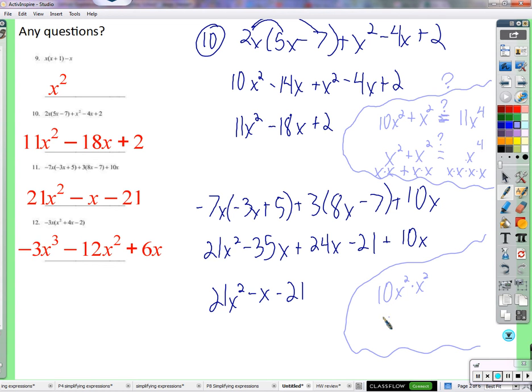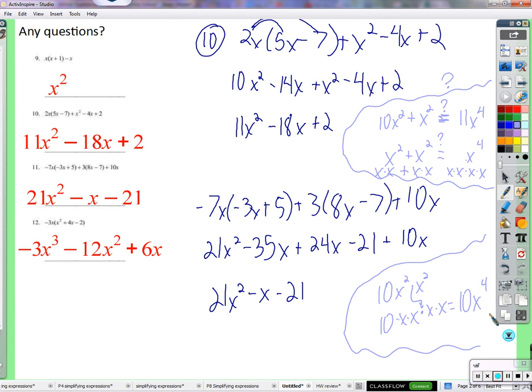Well, it's just 10 times x squared, which is x times x, times x squared, which is x times x. Let's see what we have. We don't have 11, we just have 10. We're just multiplying together. We still have 10. But what is x times x times x times x? X to the fourth. So it's not 11x to the fourth, it's 10x to the fourth. No collecting. It's 10 times 4 x's. How's that? Okay?